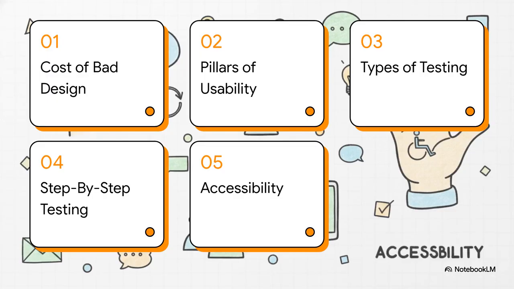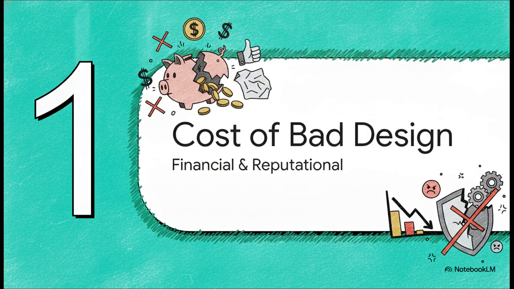So, here's our quick roadmap for this explainer. We're going to cover the true cost of bad design, the 5 pillars of usability, the different types of testing, a step-by-step testing guide, and finally, why accessibility is absolutely not optional. Let's jump right into Section 1, the cost of bad design.